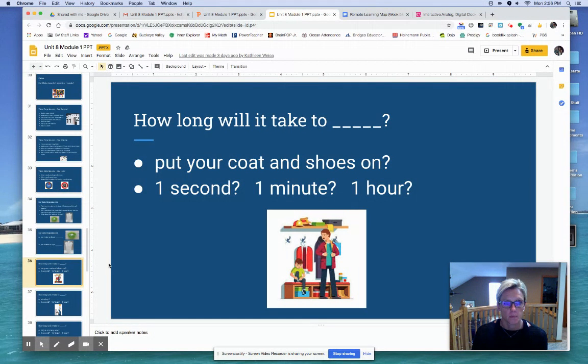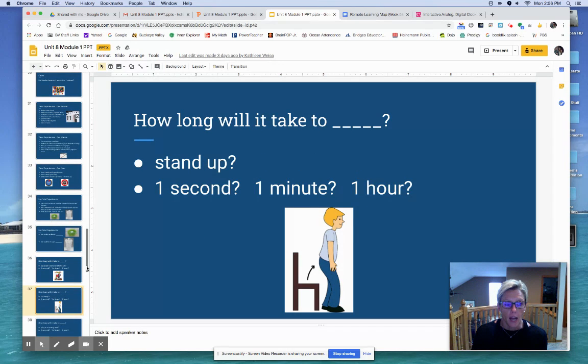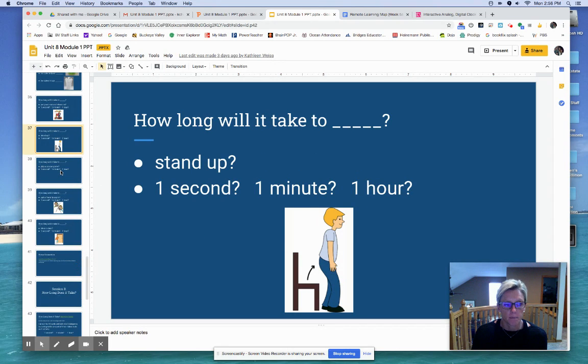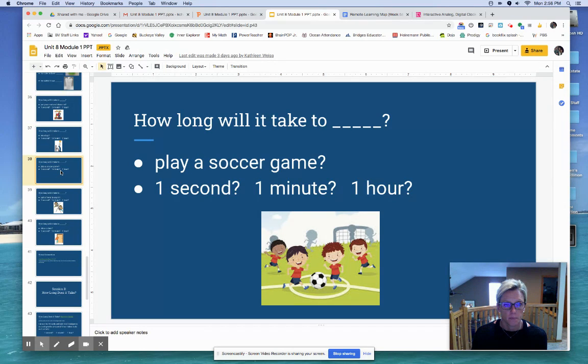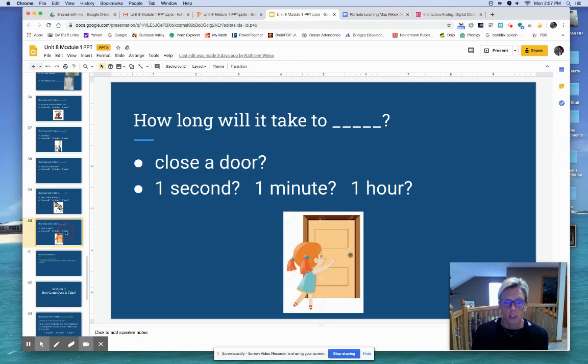Some other things you can try. How long will it take to put your coat and shoes on? How long will it take to stand up? How long will it take to play a soccer game? How long will it take to call a friend to say hi? How long will it take to close a door? So all of these things are just some suggestions to get you thinking about what takes a second, what takes a minute, and what takes an hour.